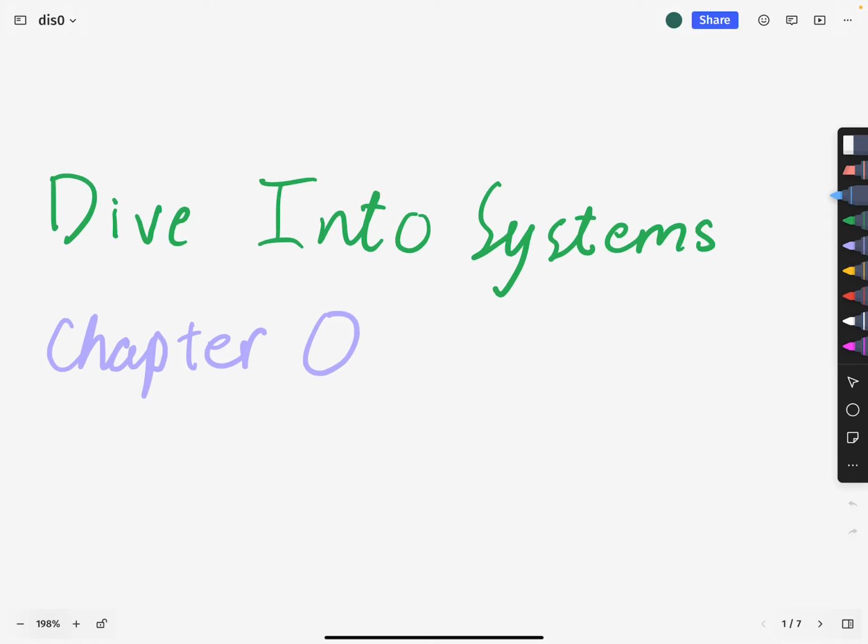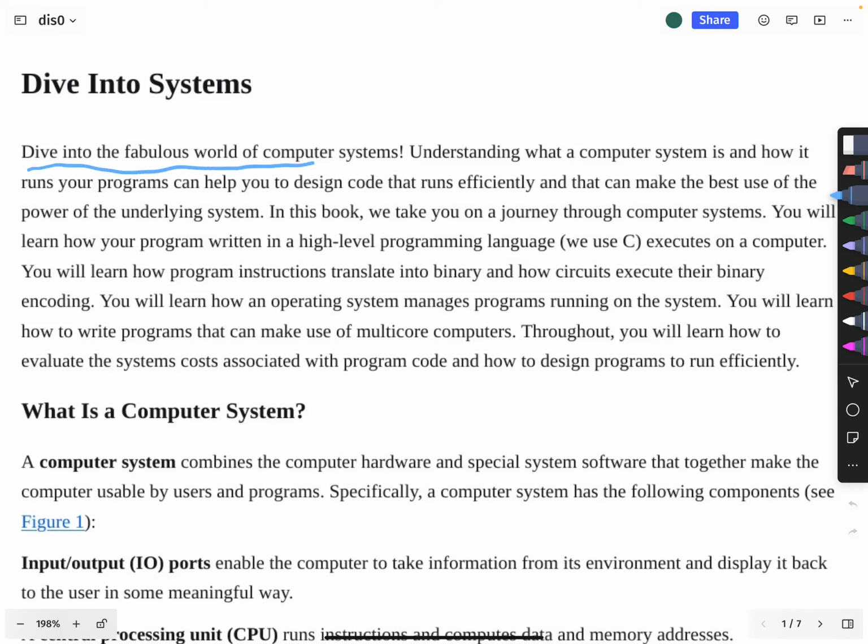So let's dive into the fabulous world of computer systems. We are going to understand what a computer system is and how it runs programs. So we're going to be writing code in C, which is a high-level language, but we'll also understand how that gets turned into instructions, right? In an instruction set architecture, we will then understand how that gets transformed into bytecode, and then that can be run on the computer, and so on.